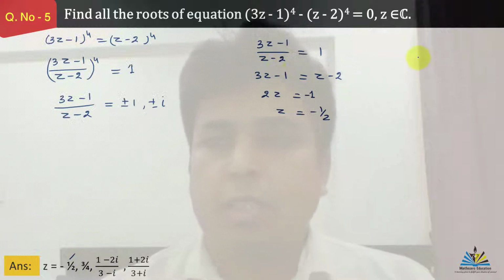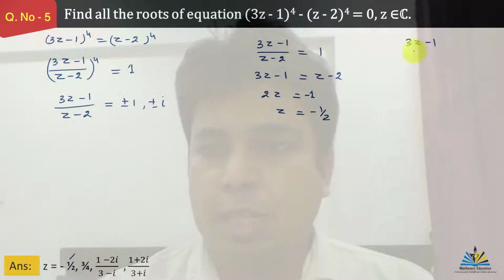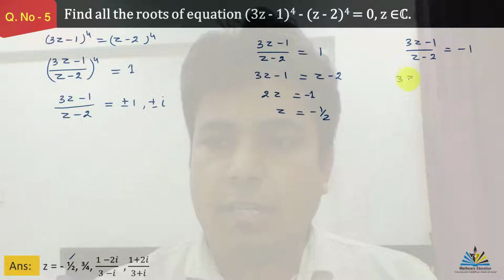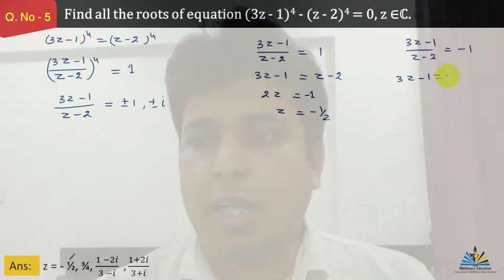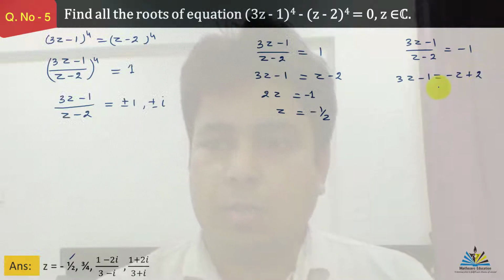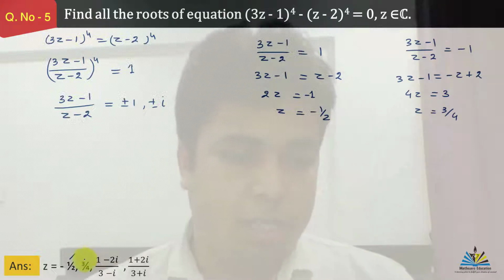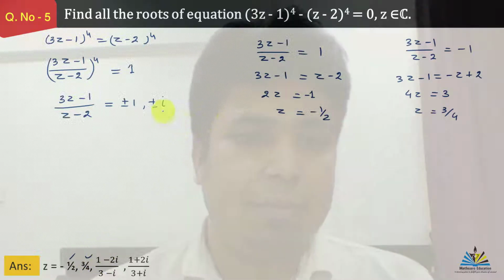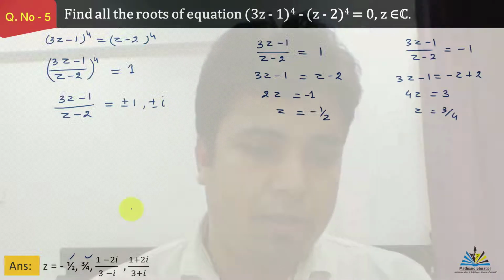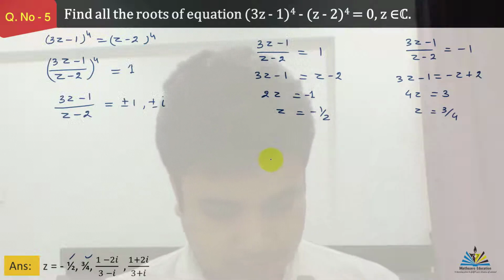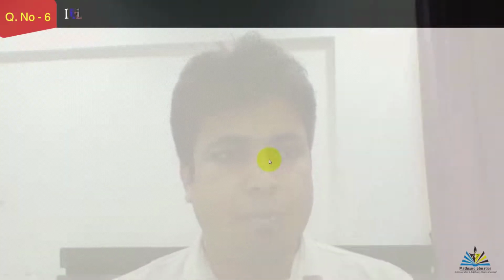Now if we take (3z minus 1) upon (z minus 2) is equal to minus 1, then we get 3z minus 1 is equal to minus z plus 2. So this becomes 4z is equal to 3. So z is equal to 3 by 4. So this is another root. Similarly, if we put plus i or minus i here, then we will get the other two roots. So this is the technique to solve this question. Let's move on to another problem.